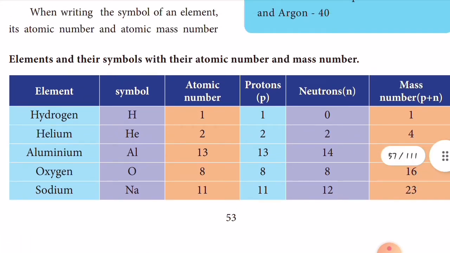It's a very important column, children. In the tabular column, learn the atomic number and mass number thoroughly for these 5 elements, children.